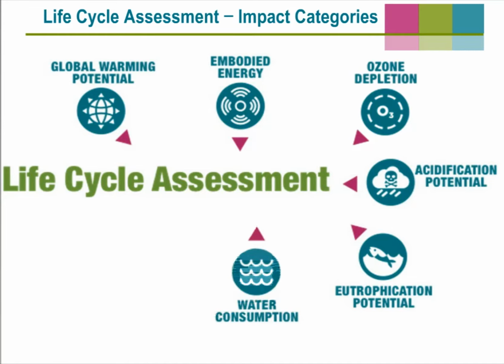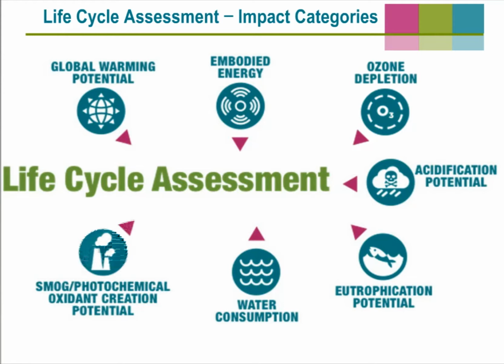Water consumption. This is the total amount of water required to produce a product. Smog or photochemical oxidant creation potential. This is when emissions of chemicals cause smog or air pollution.